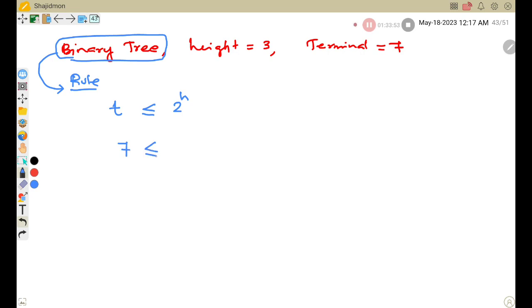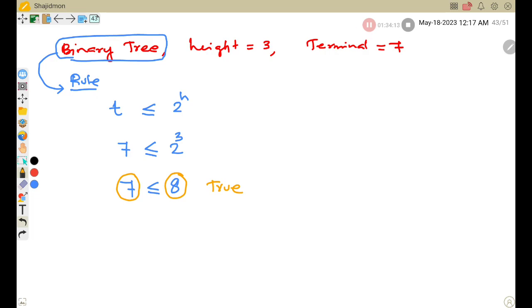Less than or equal to 2 power, what is the height of the tree? That is 3. So 7 less than or equal to 2 power 3, which means 8. Correct? So 7 less than or equal to 8. Is it correct or not? Yes, it is correct. 8 is the bigger number, 7 is the smaller number. So it is true.